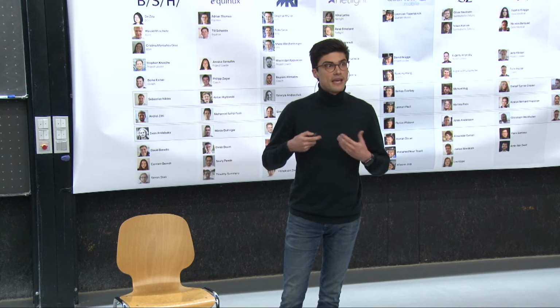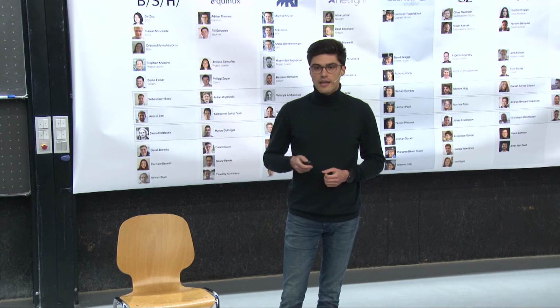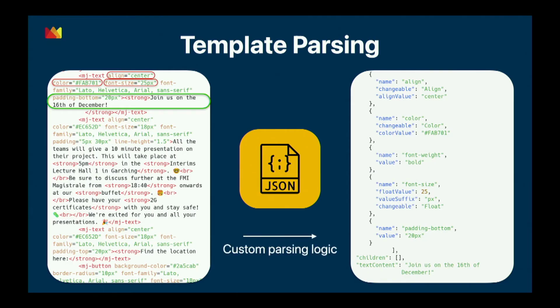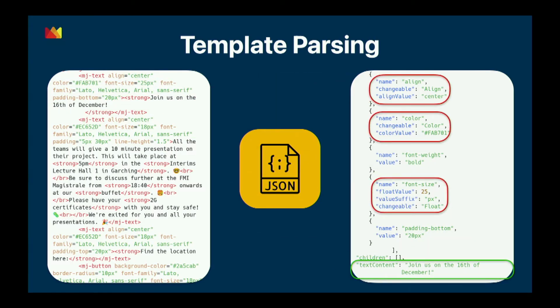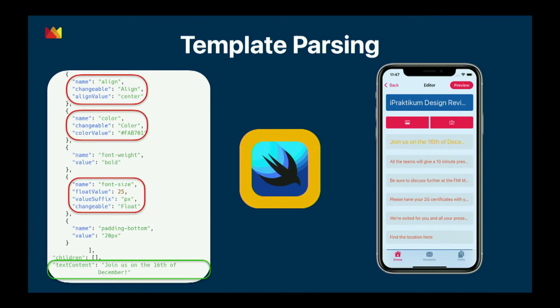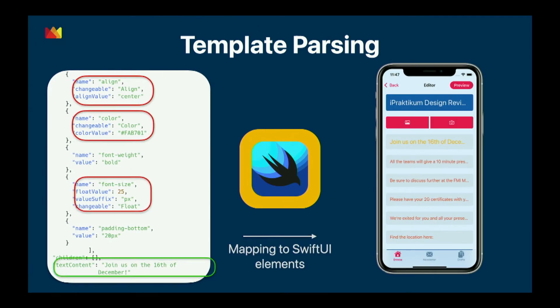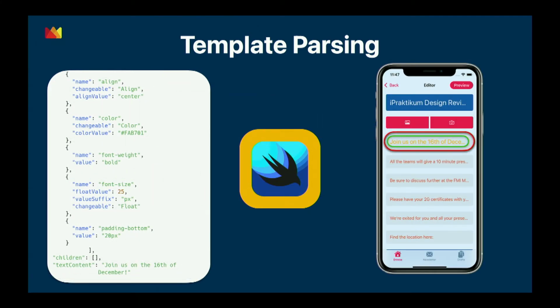The next step is to make the template customizable. And for that, we transfer it into our custom JSON format. We then load the template into our editor and map every single template element, such as images, text, or buttons, to its respective SwiftUI component.